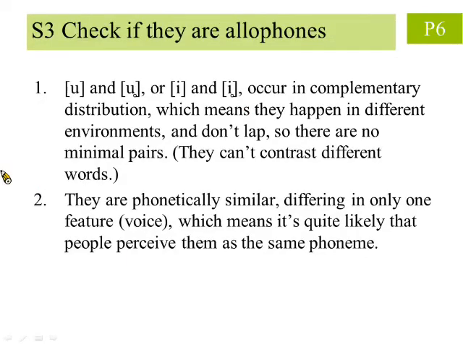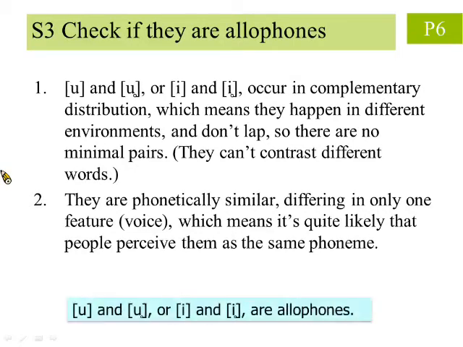In step 3, we check if they are allophones. From our conclusion in step 2, we note that the voiced and voiceless counterparts of E and U occur in complementary distribution, differing in only being voiced versus voiceless. This means it is quite likely that people perceive them as the same phoneme. Therefore, the voiced and voiceless U or E are indeed allophones.